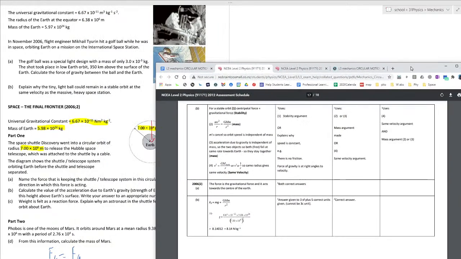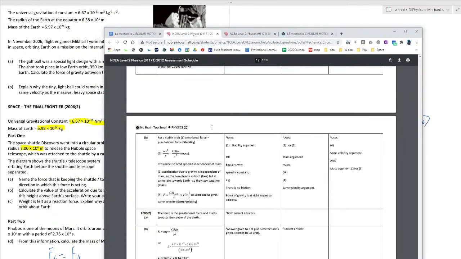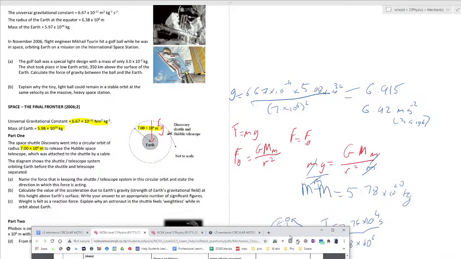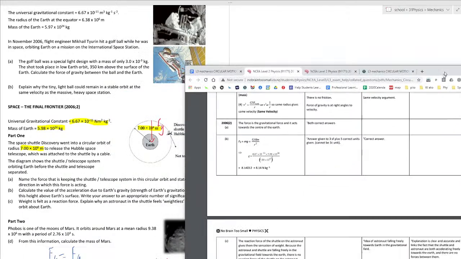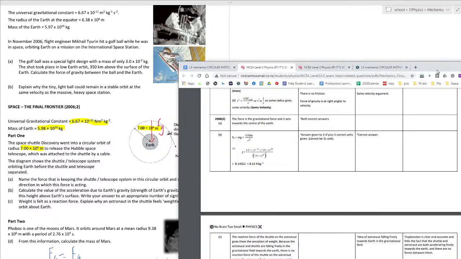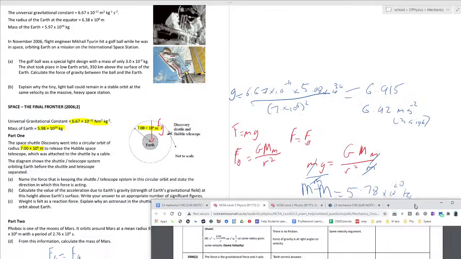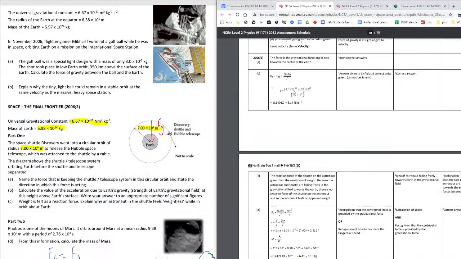2006. Okay. The force is the gravitational force that acts towards the center of the Earth. We've done that. We got it right, 8.14 newtons. Did we use the right thing? mg equals that, so we hopefully put the right numbers in. I can't remember if I got the right answer. I'm just going to assume I got it right.